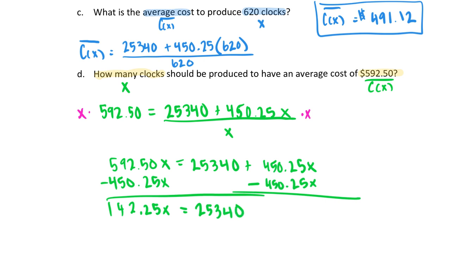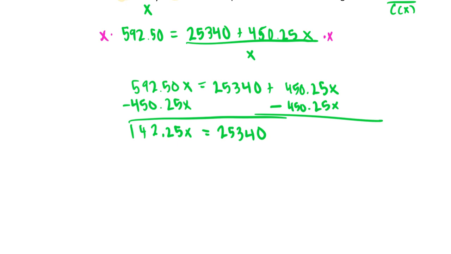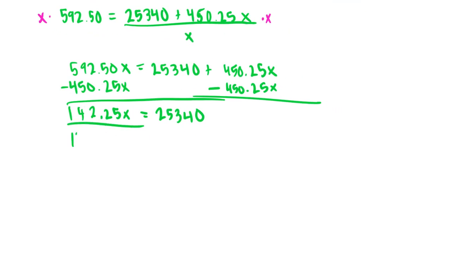All right, so I'm going to go 25,340 divided by 142.25. Okay, and when I do that, so let's see, 142.25 on both sides, I end up with x is 178.14.